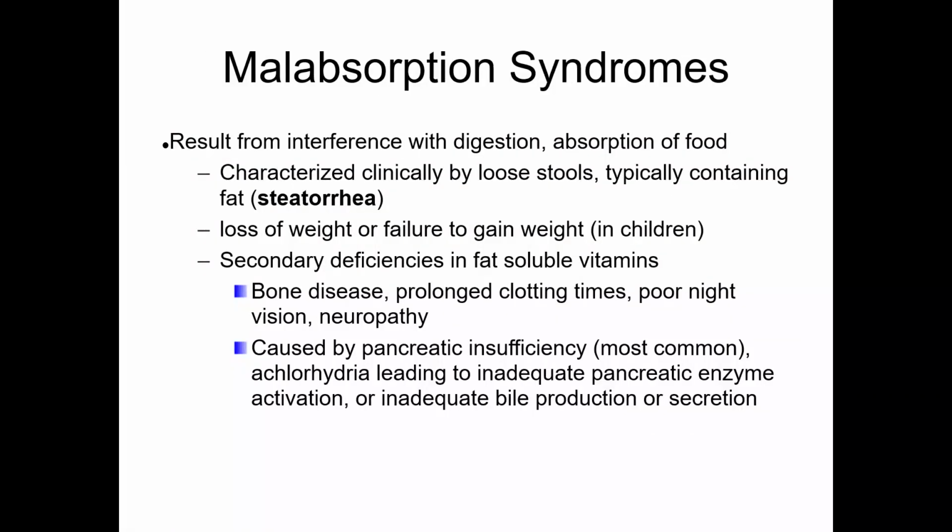Malabsorption syndromes result from interference with digestion or absorption of food. It's characterized clinically by loose stools, typically containing fat, or steatorrhea, loss of weight or failure to gain weight in children. And then there are secondary deficiencies in fat-soluble vitamins, bone disease, prolonged clotting times, poor night vision, neuropathy. It's caused by pancreatic insufficiency, which is most common, achlorhydria, leading to inadequate pancreatic enzyme activation, or inadequate bile production or secretion.